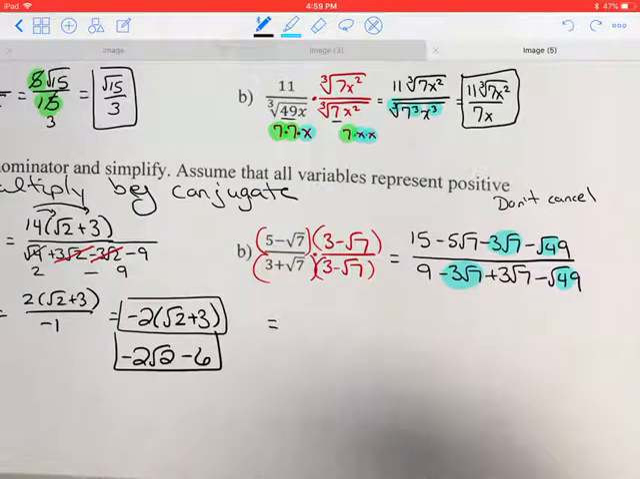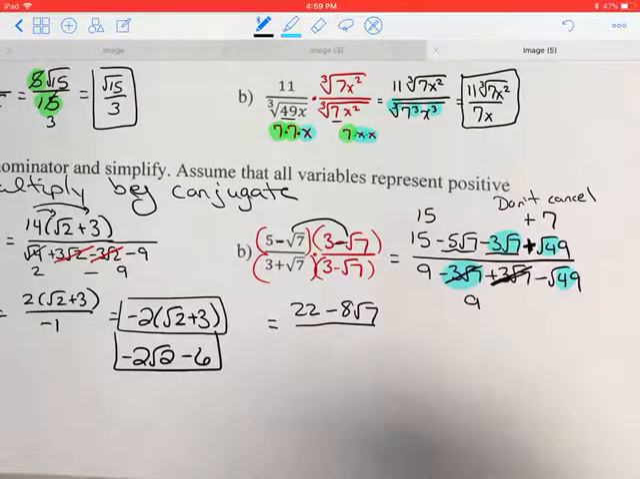So where I messed up was when I FOILed right here, a negative times a negative. That should actually be a positive right there. All right, so caught my mistake before I messed it up too badly. So that's actually 15 plus 7, which is 22. All right, now I put these together and I get minus 8 square roots of 7. On the bottom, those middle terms cancel, and I'm left with 9 minus 7, and that gives me a 2.